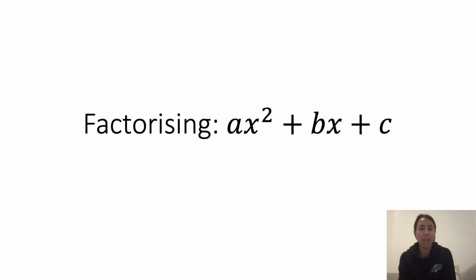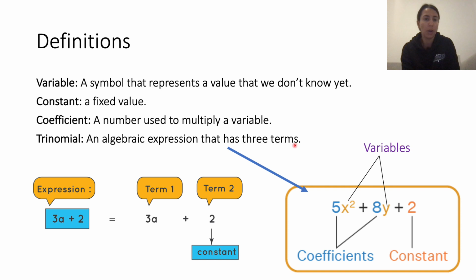All right, so we are up to now factorizing equations or expressions when they're in a form that looks like this: ax squared plus bx plus c. Before we go into that, though, I want to go over a couple of little definitions that I feel like we've done before, but just a bit of a recap.